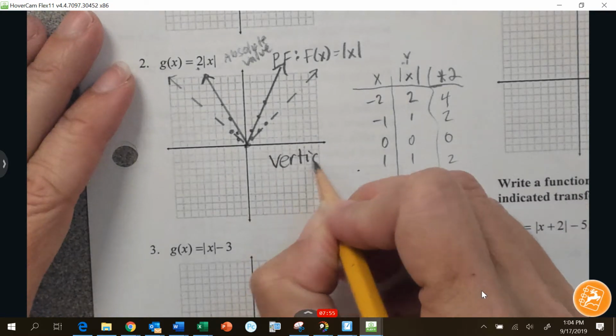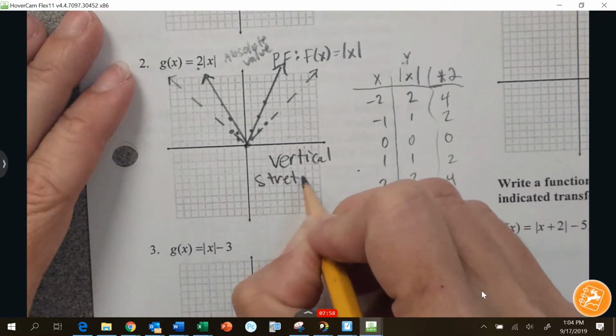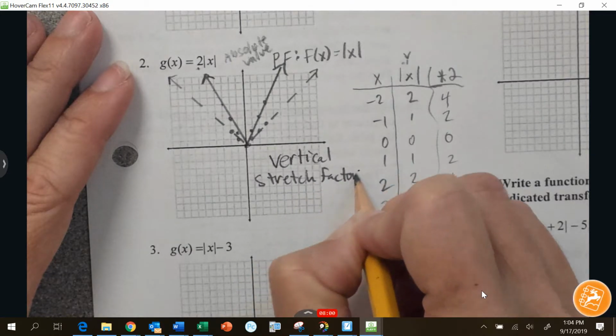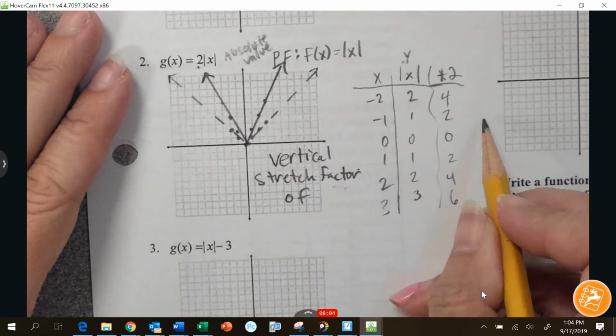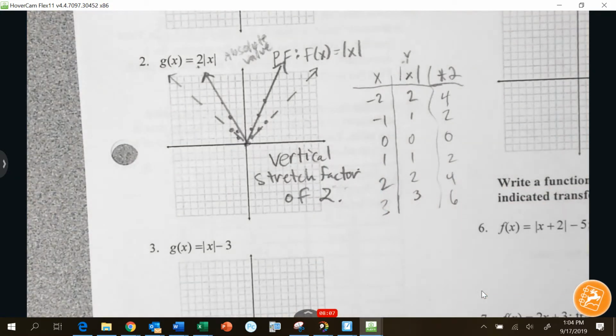Vertical stretch factor of, when we say factor of, you're asking what do you multiply by? 2. Yes.